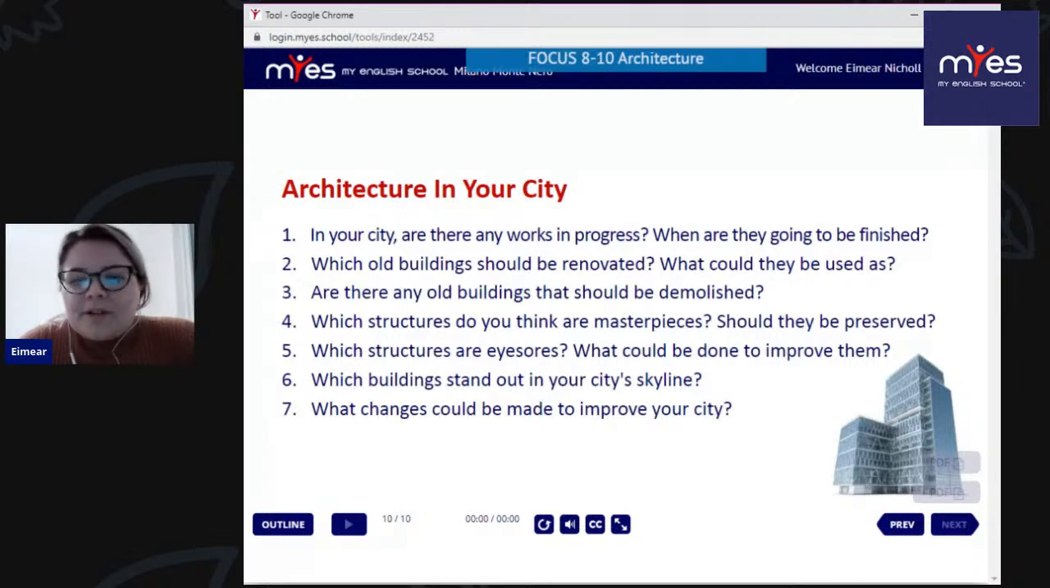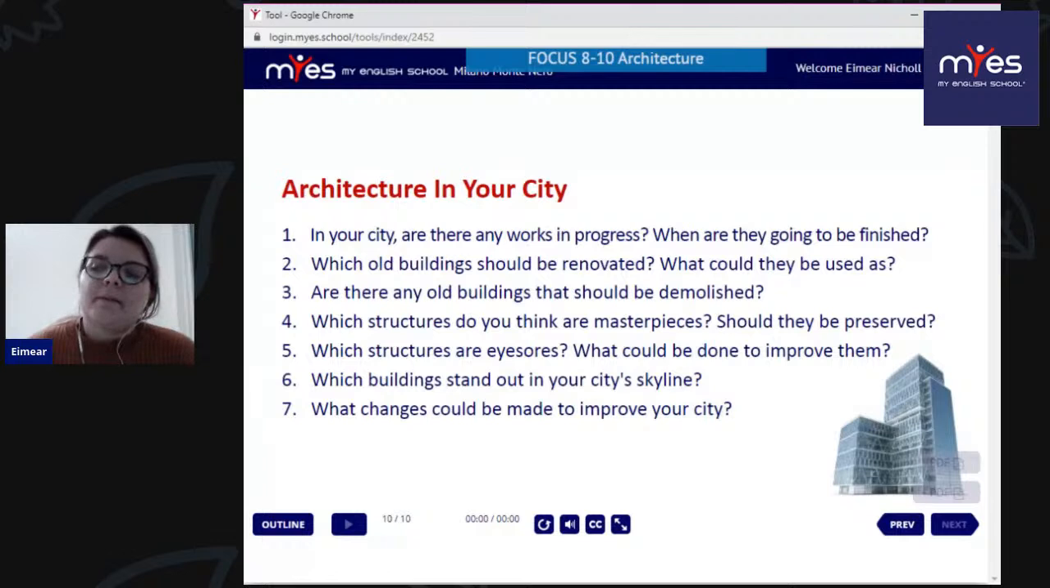Number three, are there any old buildings that should be demolished? Yeah, number one, Liberty Hall, which I think is being demolished soon. I don't know when, but it isn't that old. It's only from like 1970 something, but it's very ugly and an eyesore on the skyline, so it is being demolished, but I'm not sure when.